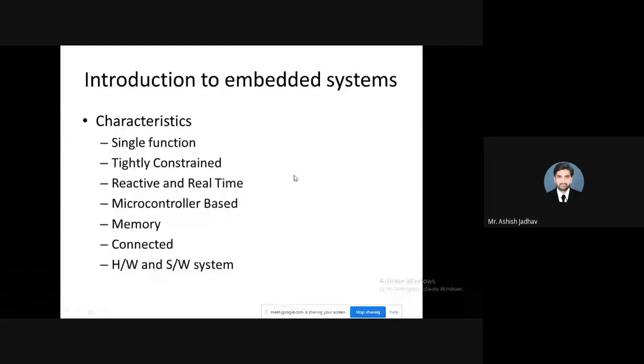And last but not least, as far as its definition is concerned, it's a hardware and software system. It's a combination of hardware and software. So I hope it is clear to everyone. If you have any doubt, you can ask.